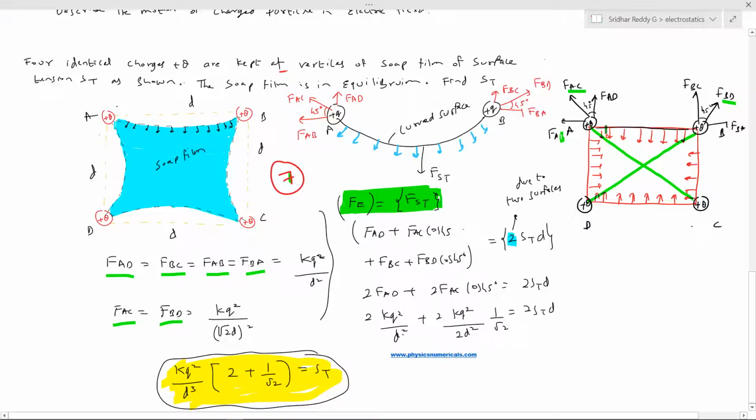Then let's come to how this film will be in equilibrium. The force due to surface tension should balance the net electrostatic force. Got it? So what is the force due to electrostatic force? FAD plus 2FAC cos 45 plus FBC plus FBD cos 45. This is what I wrote here: FAD plus FAC cos 45, FBC plus FBD cos 45. This everything is electrostatic force.